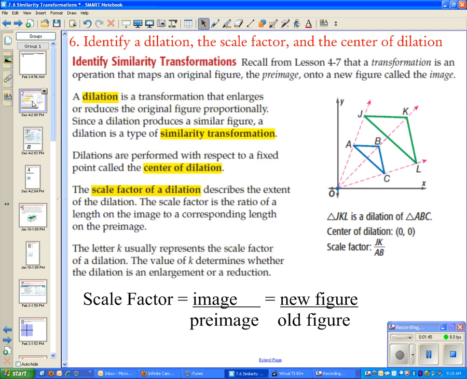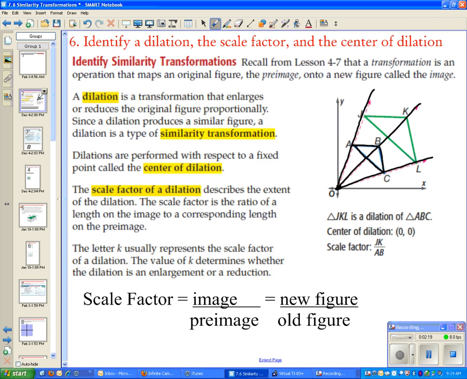Okay? And dilations are performed with respect to a fixed point called the center of dilation. So if you remember, like right there is the center of dilation, and this blue one is our original figure. It's our pre-image. Okay? We would make little dotted lines that went through A, went through B, went through C. And then, and we'll worry about this again here in a minute, we would measure. And I think we talked about this more than we actually did this, because it's kind of hard to do.